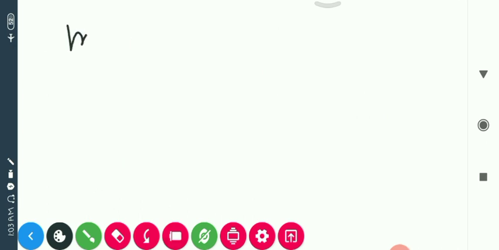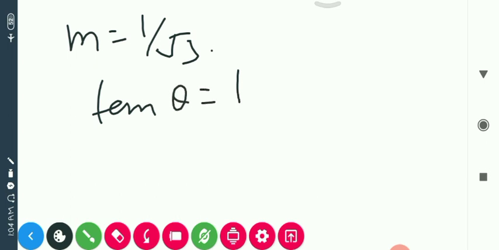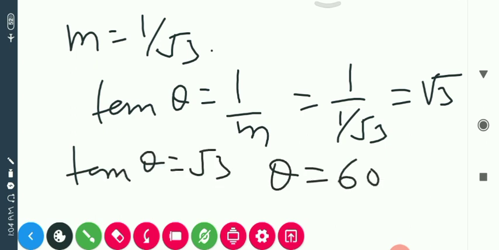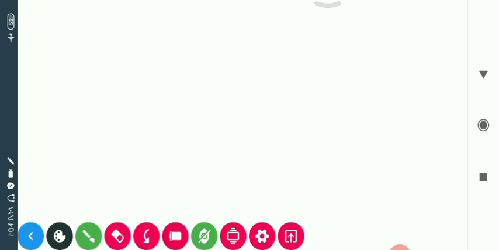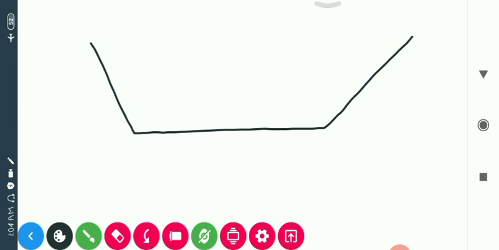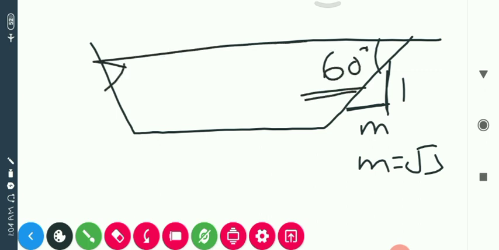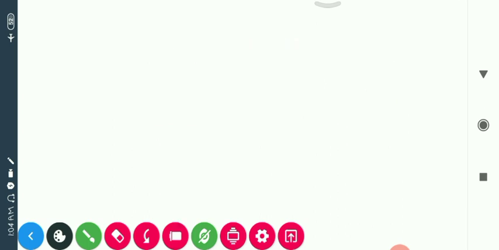So the value of m should be 1 by root 3, meaning tan theta is 1 by m, which is root 3. So tan theta equal to root 3 means theta should be equal to 60 degrees. So for a most economical trapezoidal section, the side slope should be 1 by root 3 horizontal to 1 vertical, or the angle should be equal to 60 degrees. This is the third condition for the trapezoidal section.